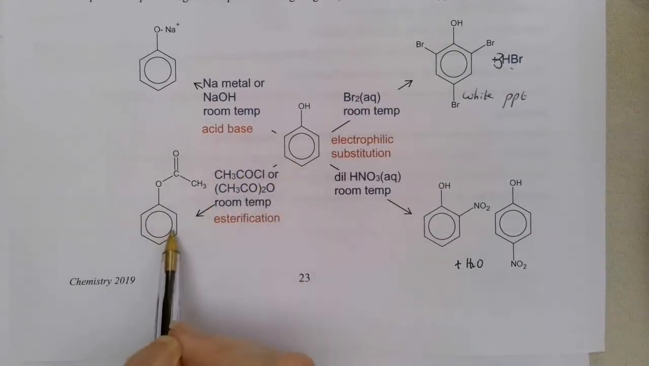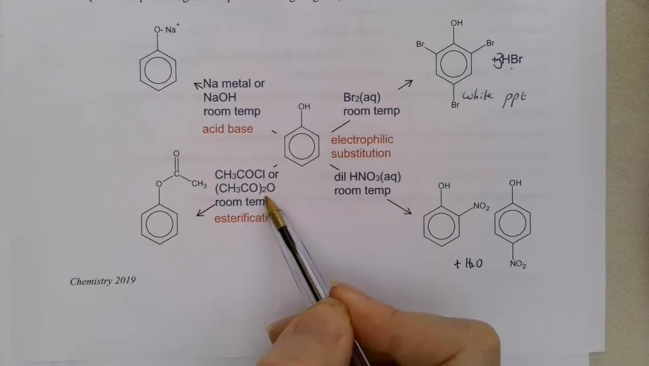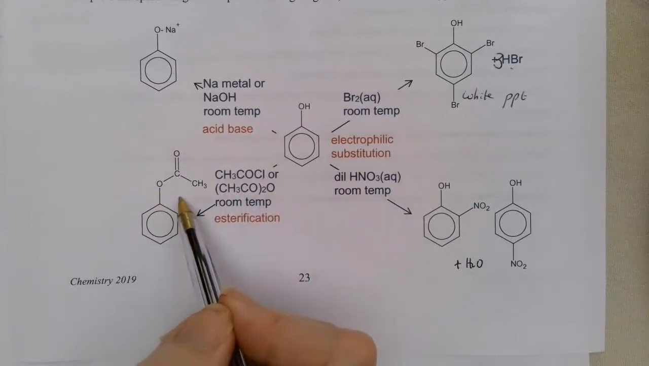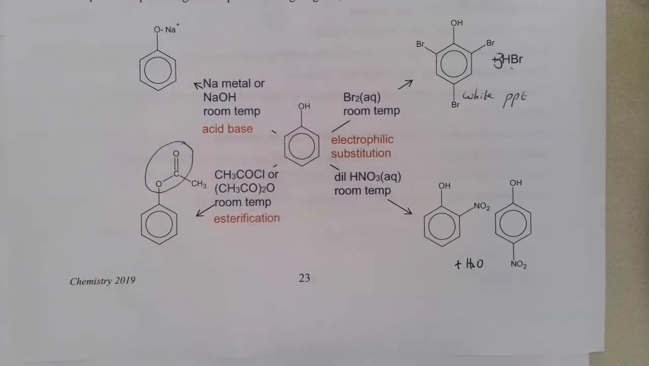We can esterify it. We need to use something like ethanoyl chloride or ethanoic anhydride. A normal carboxylic acid is probably not going to be reactive enough to get this to work. And again, we can make our ester linkage. And here is my ester functional group.